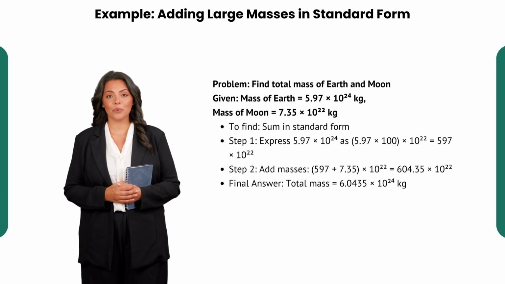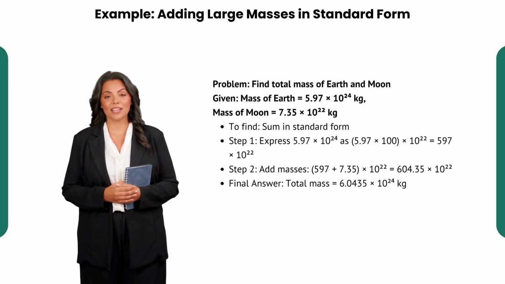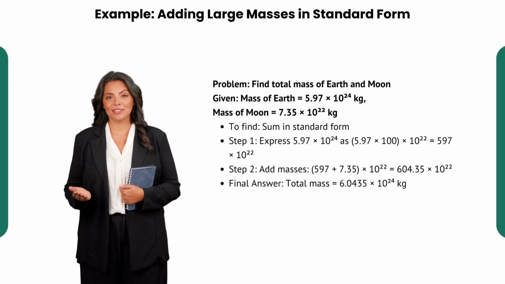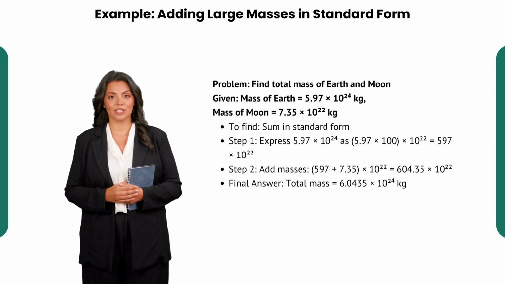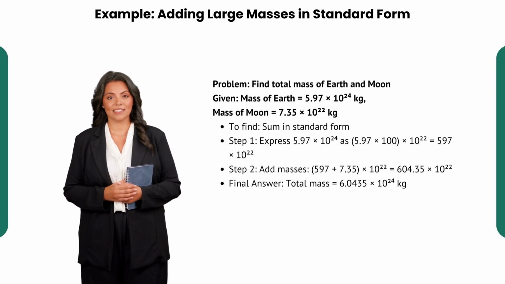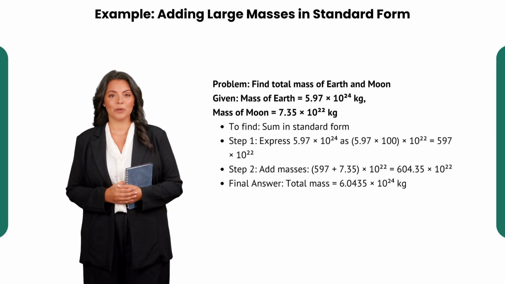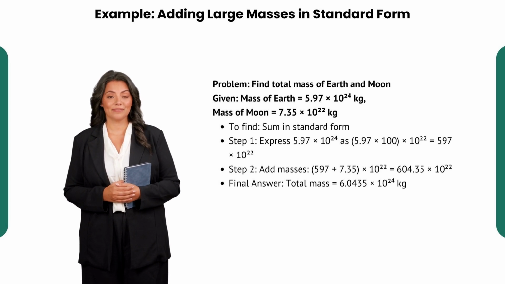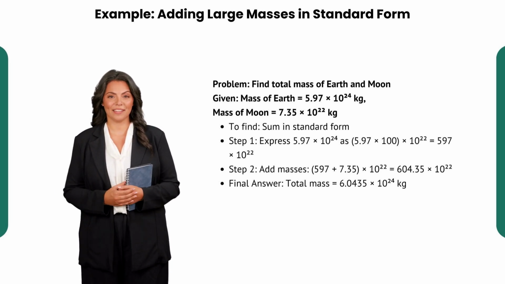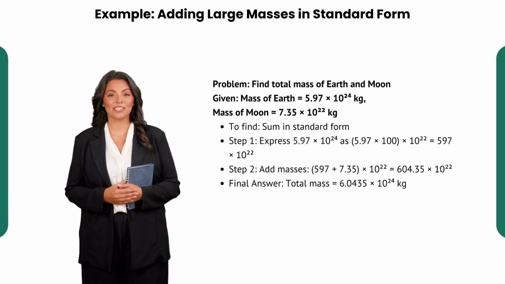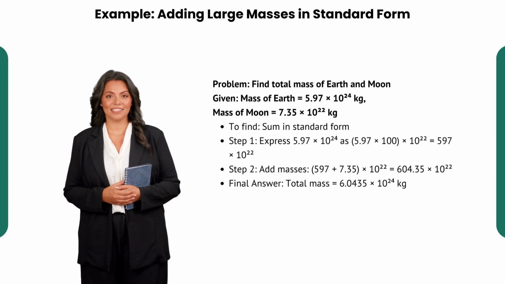Let's solve a problem requiring addition of very large numbers in standard form. We're given the mass of the Earth is 5.97 times 10 to the power 24 kilograms, and the mass of the Moon is 7.35 times 10 to the power 22 kilograms. Step 1. To add these, we first express both numbers with the same exponent. We rewrite Earth's mass as 5.97 times 100 times 10 to the power 22, which is 597 times 10 to the power 22.